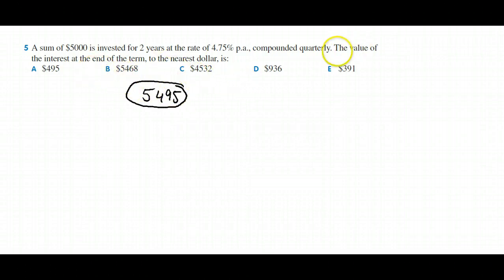And the question actually asks, what's the value of the interest at the end of the term? So this is what the new value, the total value of the investment is, interest plus principal, but we're only interested in the 495 bit. So the answer is going to be A.